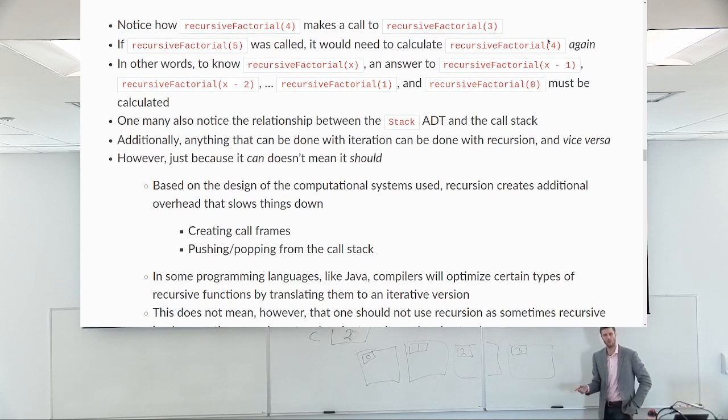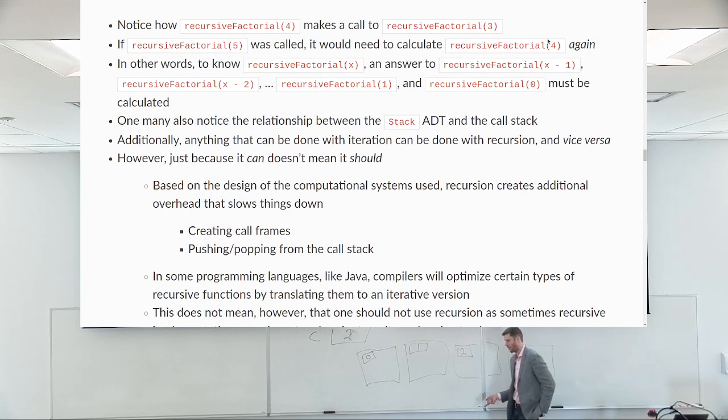Anything you do with iteration, you can do with recursion. Anything you can do with recursion, you can do iteratively. They're two sides of the same coin, let's say. One is not intrinsically more powerful than the other. Anything you do recursively, you could do iteratively. But this goes to the question you just asked.